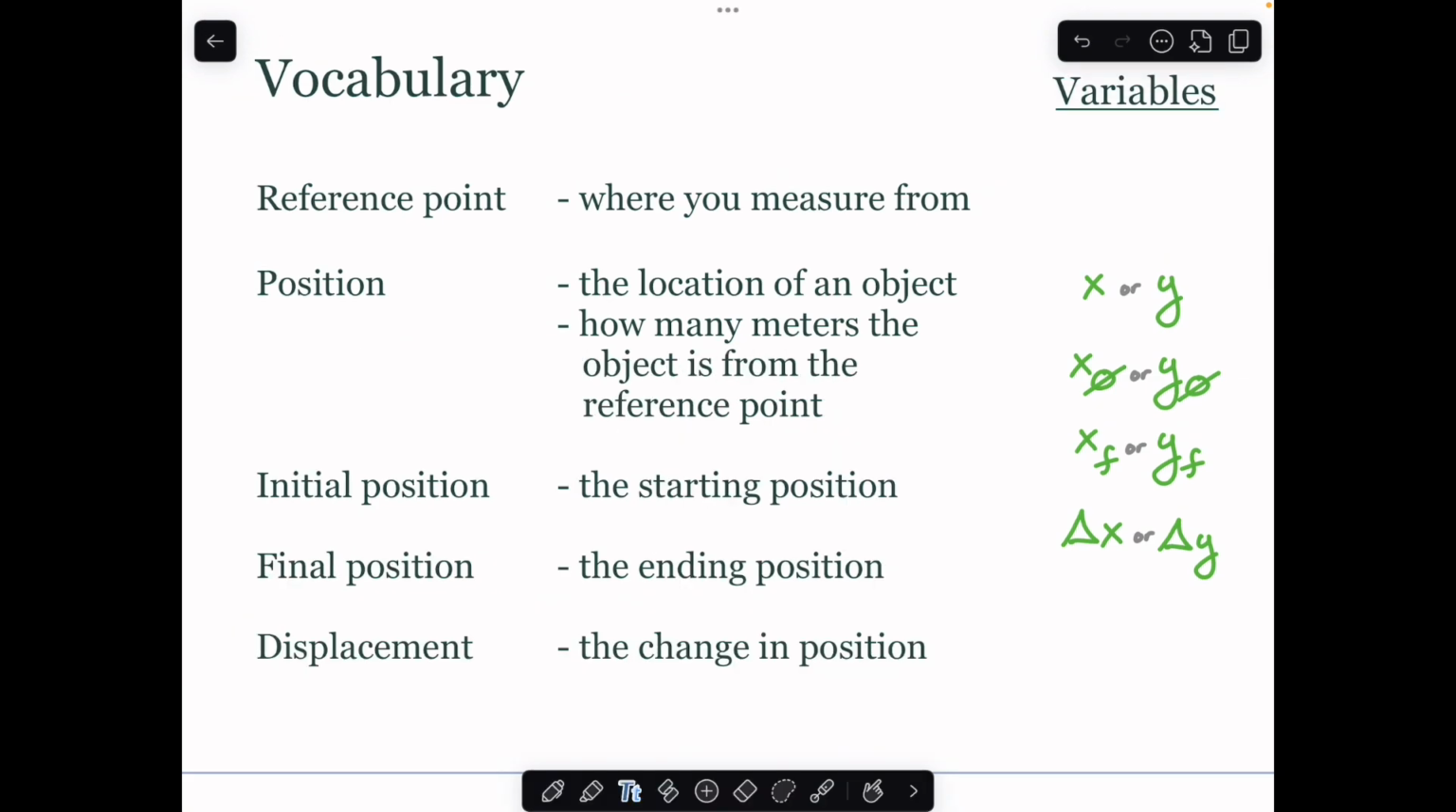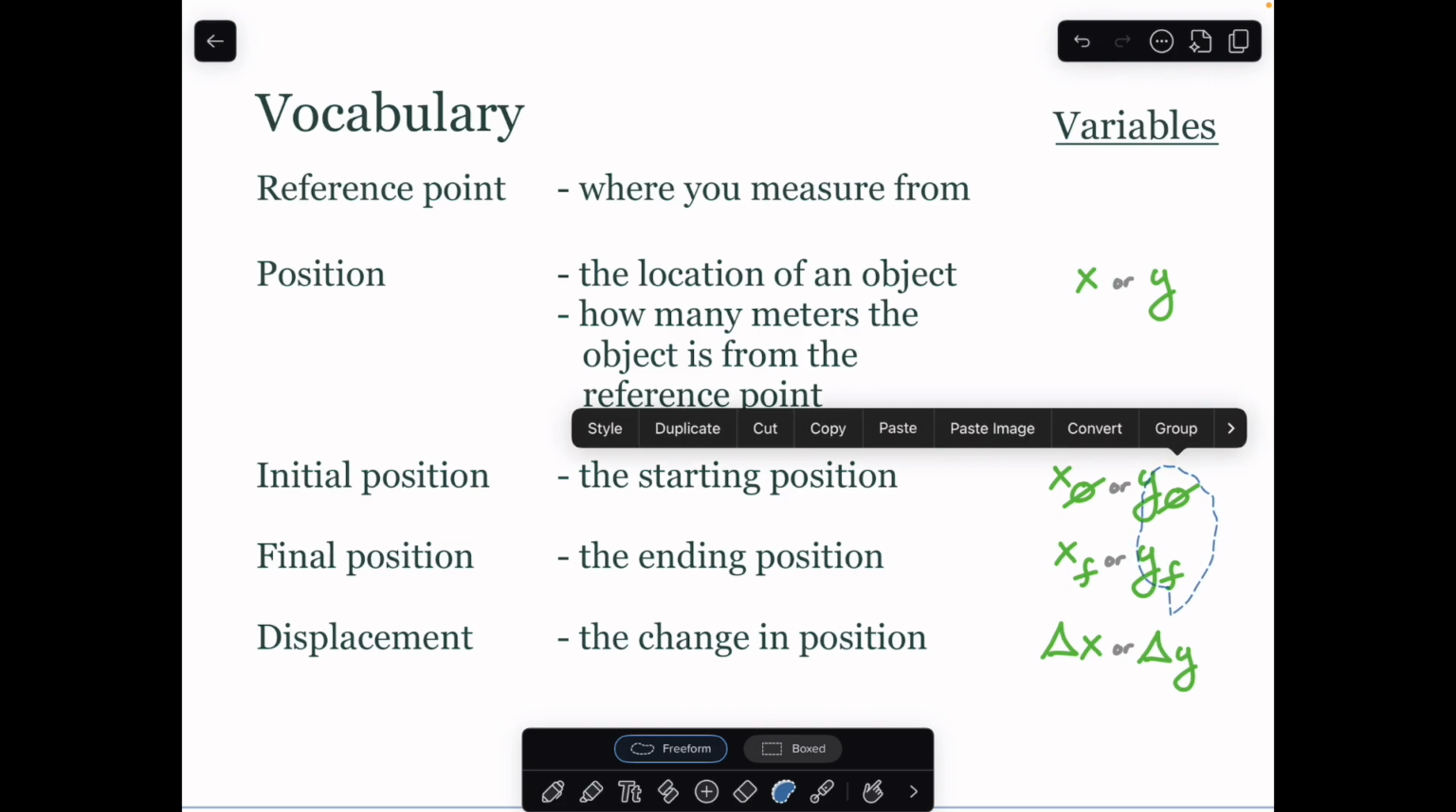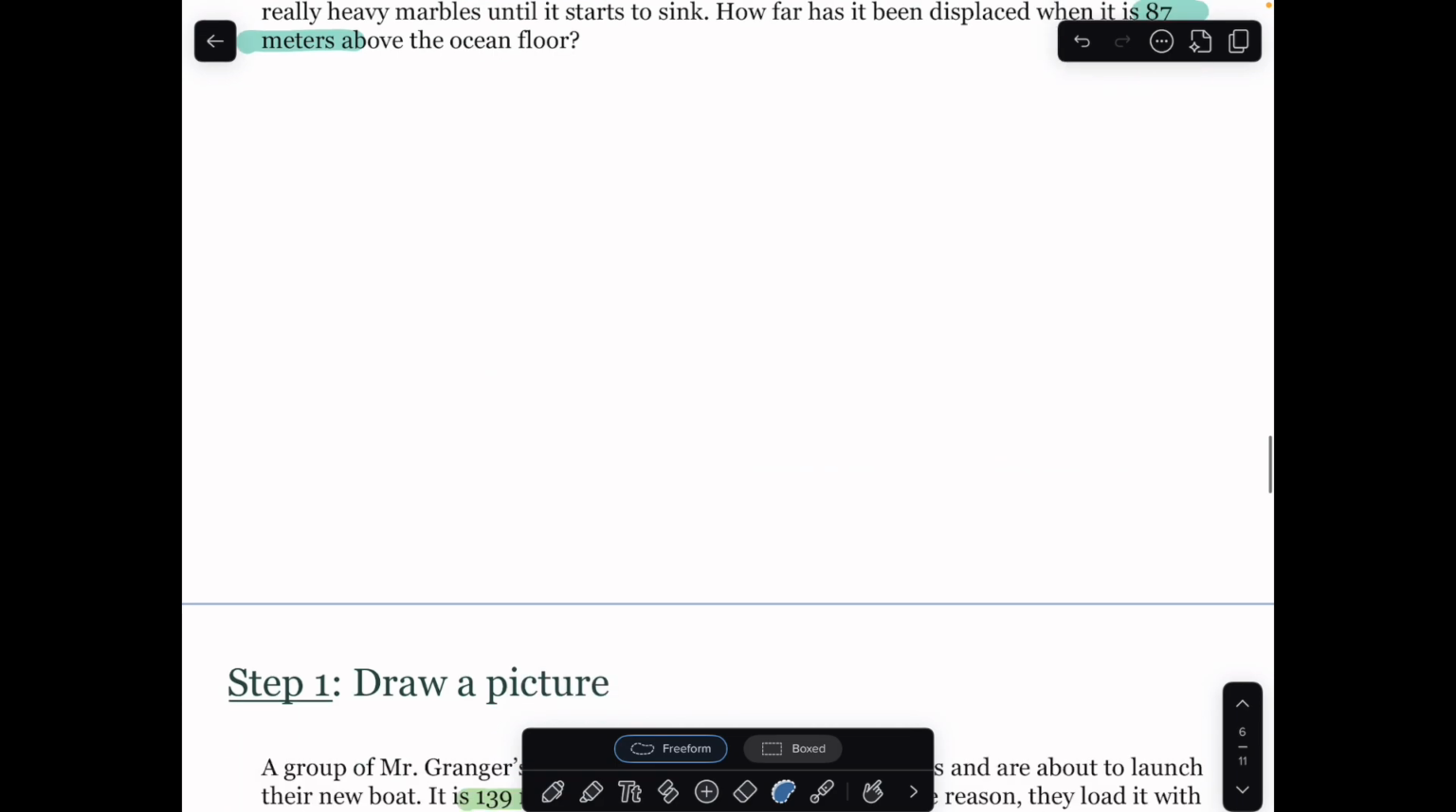And then let's also fix these, because now these are in the wrong spot. I am not going to be using these x variables, because x variables are displacements in this direction. I am going to be using these y variables, because those are displacements in this direction. And since we're talking about a sinking boat, we are talking about a vertical displacement.